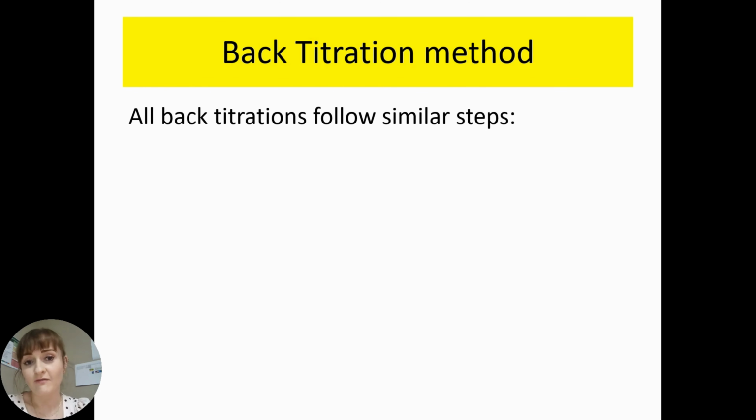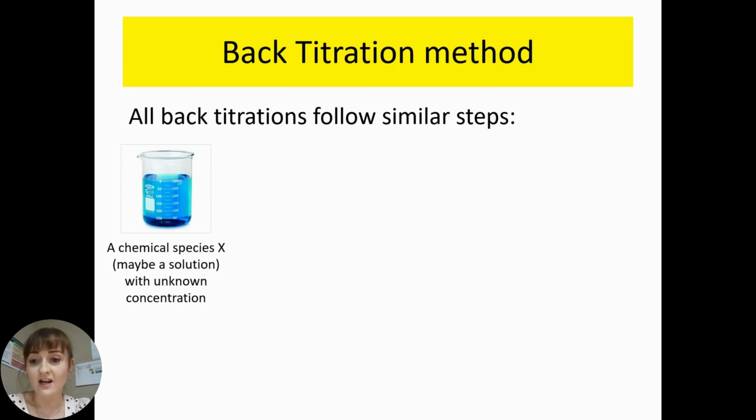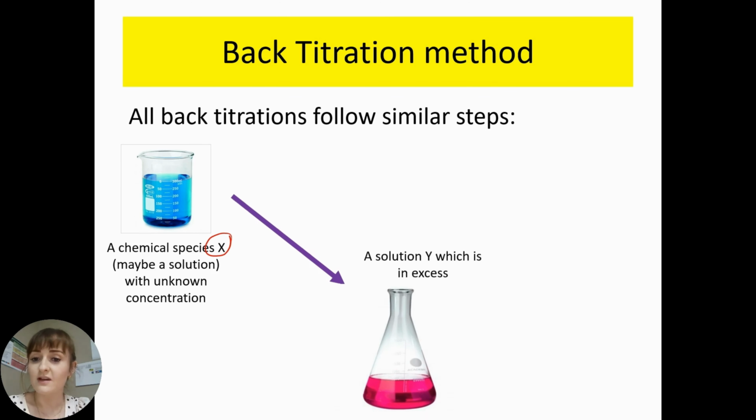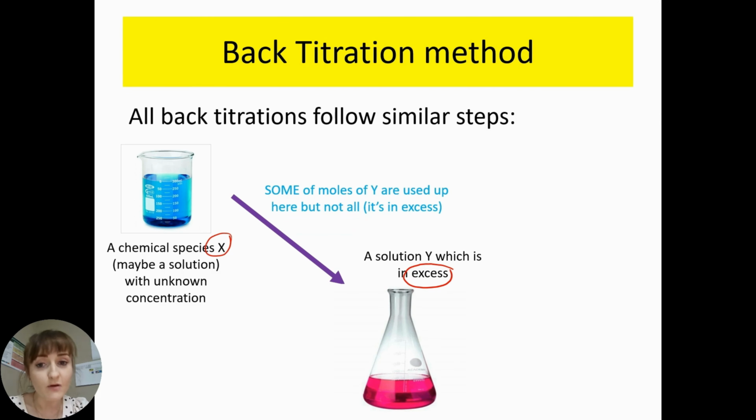All back titrations will follow similar steps. You'll start with a chemical, for example, X. And the problem with X, maybe you don't know its concentration. Maybe this is what you're trying to determine. The first thing you will do is dissolve it in another solution, Y. The key thing about Y is it has to be in excess. Because what you want to happen is for some of the moles of Y to be used up, but not all of them. So you make sure that when you add it to solution Y that you've so much of Y that it uses up some of Y, but not all.